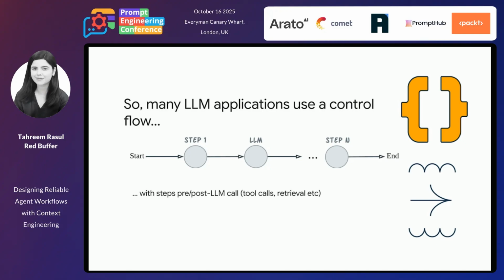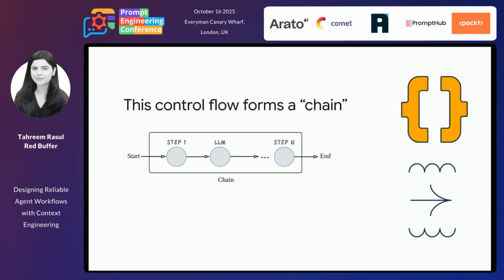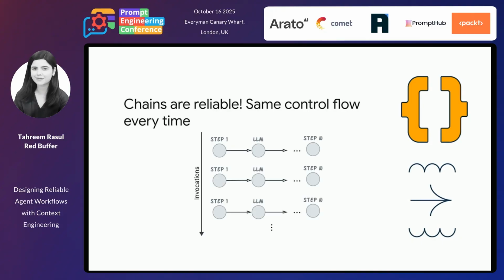We quickly saw that many applications then had a control flow. We had some steps before the LLM call, and then we'd have some steps after the LLM call. And these can be anything, right? This can be retrieval, this can be tool calls. And this is great. This control flow, by the way, is called a chain. You can also call it a workflow. But this is great because these are reliable. So you have the same control flow every time, and you as a developer define what this control flow is, right?